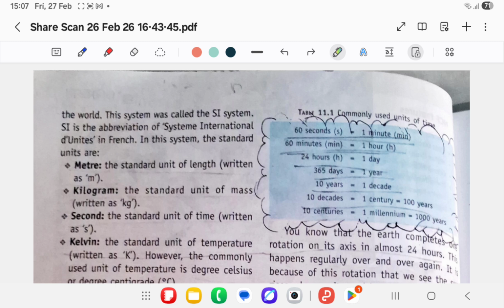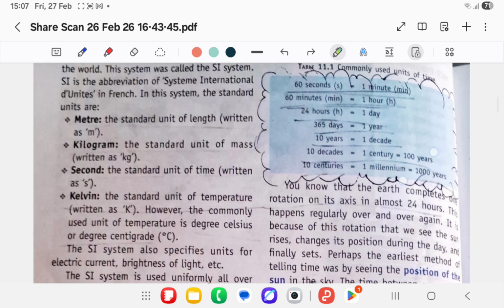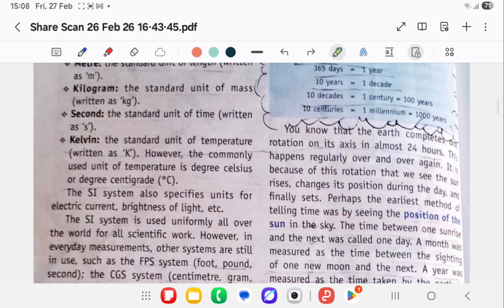From one sunrise to the other sunrise. If we calculate that today the sunrise was at 5:30, then when the sunrise comes again the next day, that is calculated as one day. How is one month calculated? From new moon to new moon or full moon to full moon, that is considered as one month.